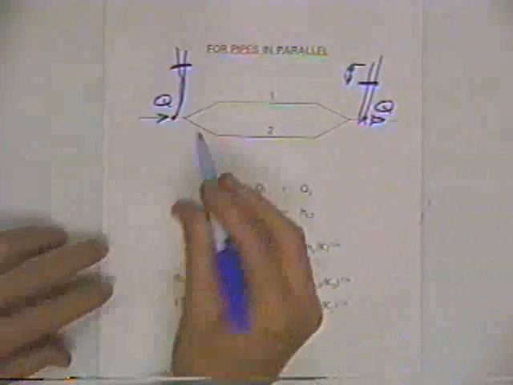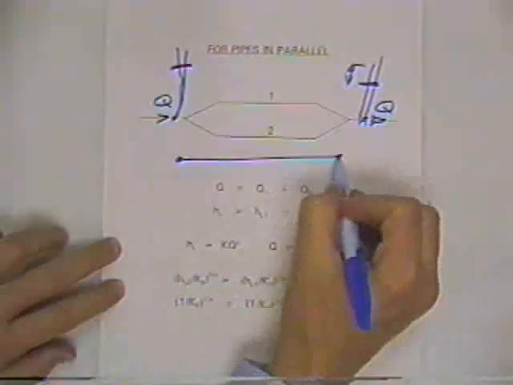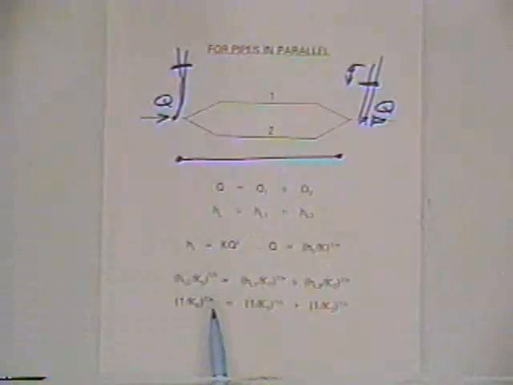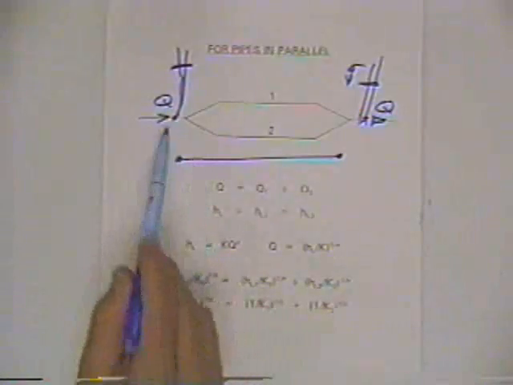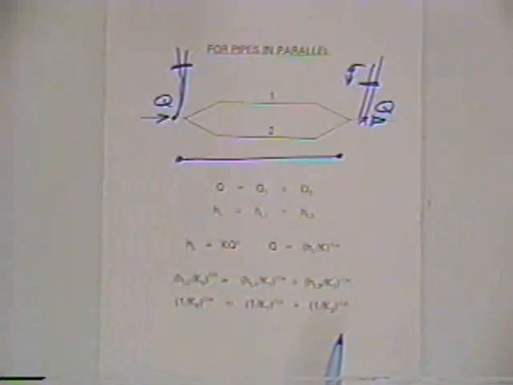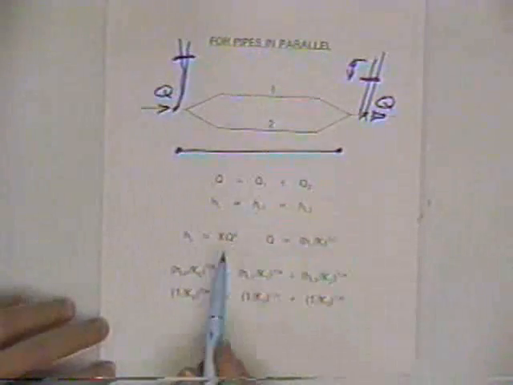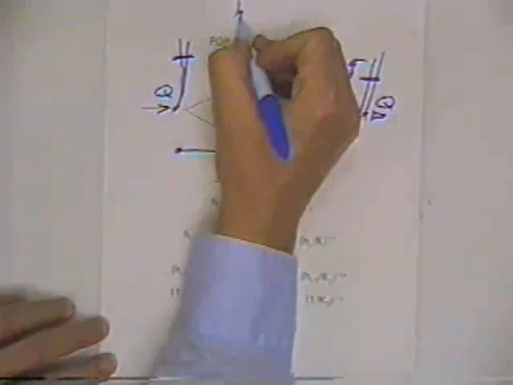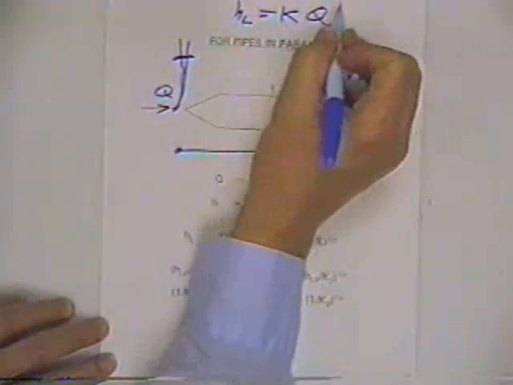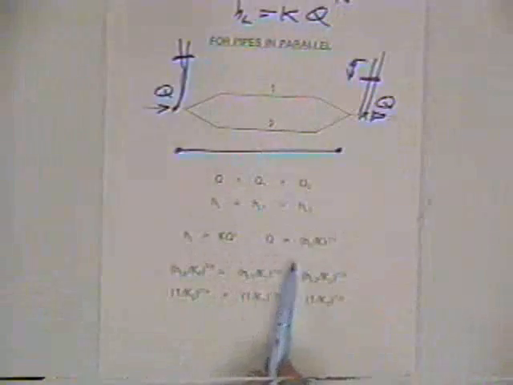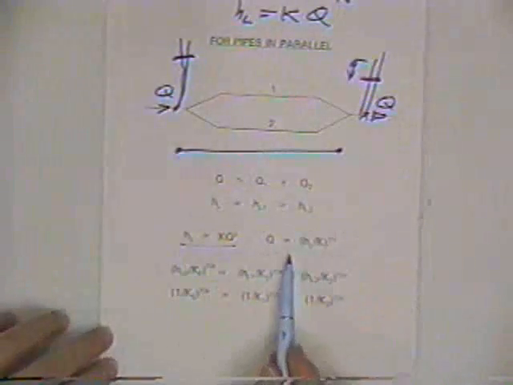And if you visualize that as just being one pipe, you could do the same thing we did before, in that for a given head loss, we could relate the Q's. Again, everything is based on the basic relationship: head loss to Q to a power. That's our basic relationship.